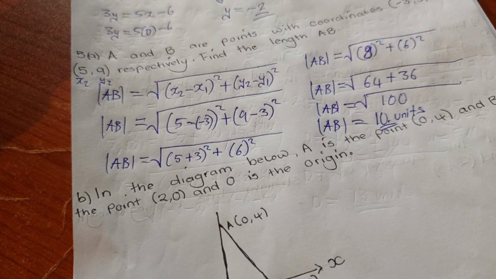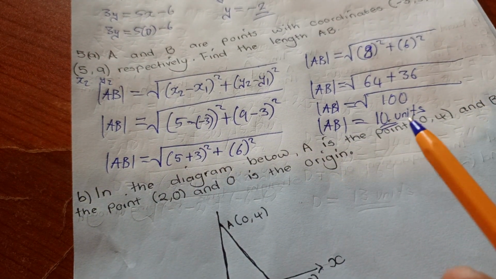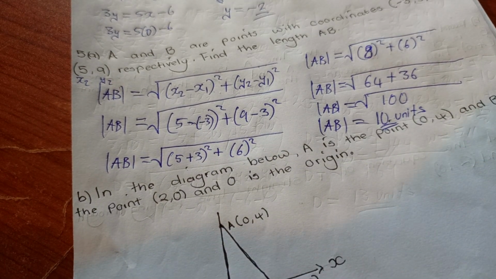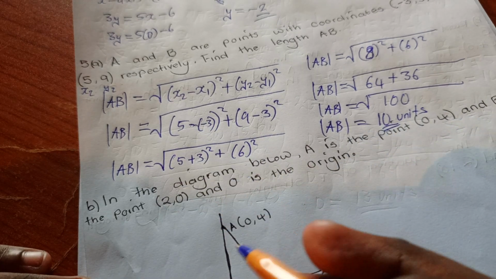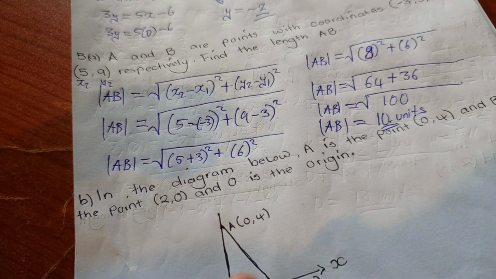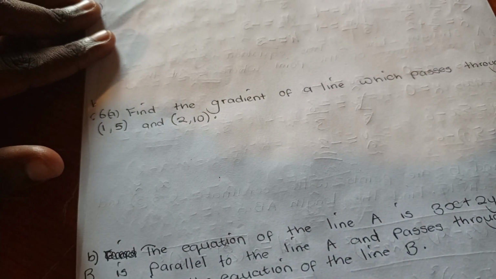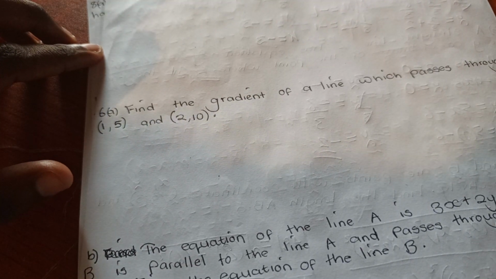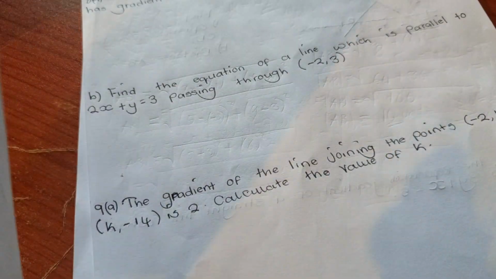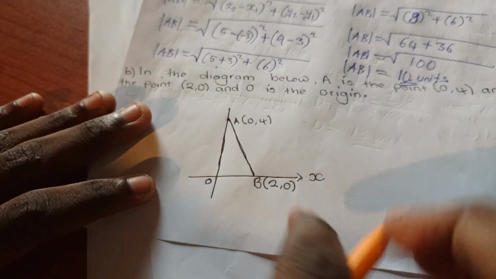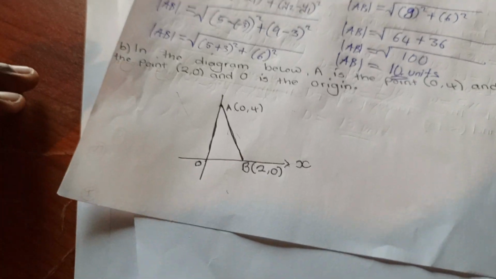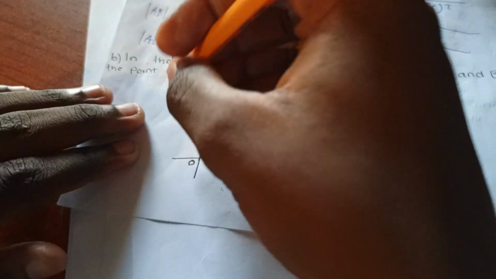So in the diagram below, A is the point 0, 4, that's our point A there, and B is the point 2, 0, and 0 is the origin there. So the question is, find the equation of a straight line through point 0 there, which is parallel to the line AB. So our line is here, guys.